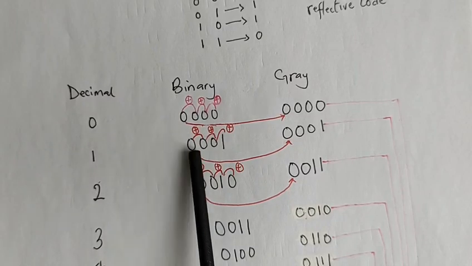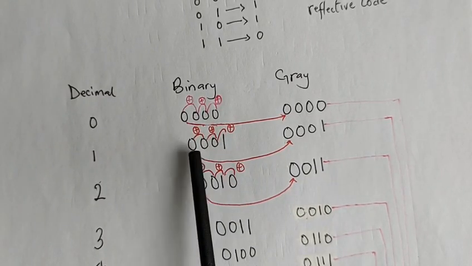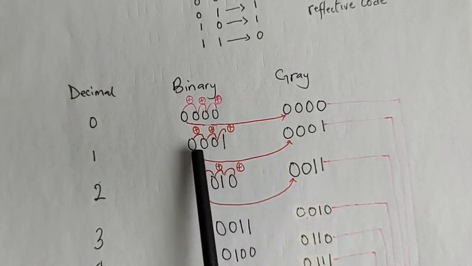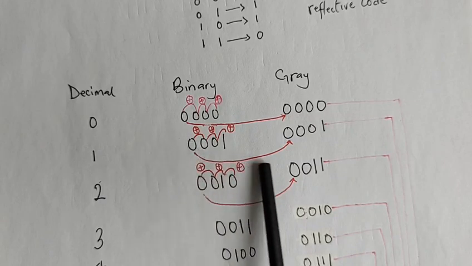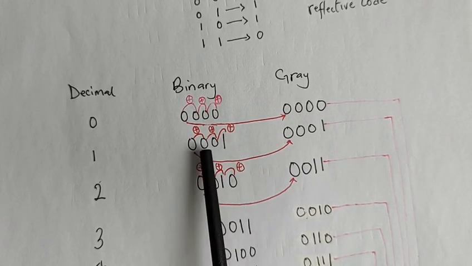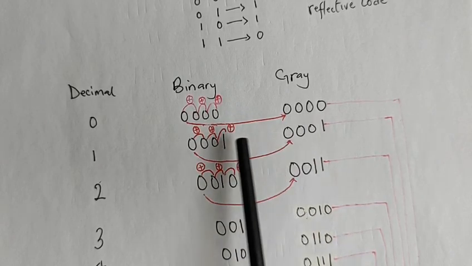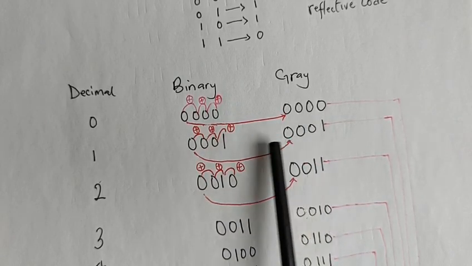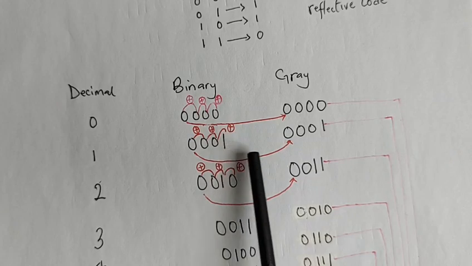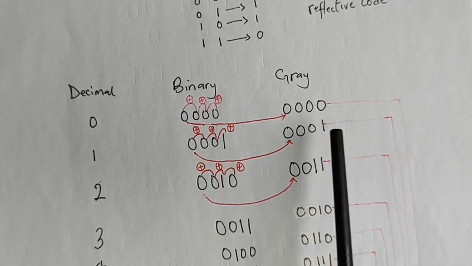Now let's go over to 1. We have 0,0,0,1 in binary. To get the gray code, we're going to take the first value, which is going to be 0. Now for the second one, 0 XOR 0 will give us 0. 0 XOR 0 will give us 0. And 0 XOR 1 is going to give us 1.